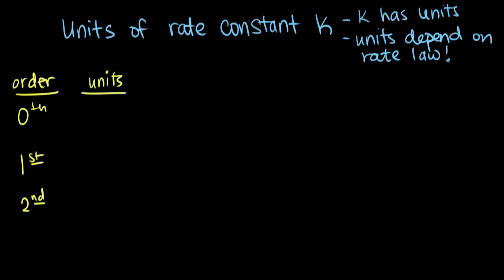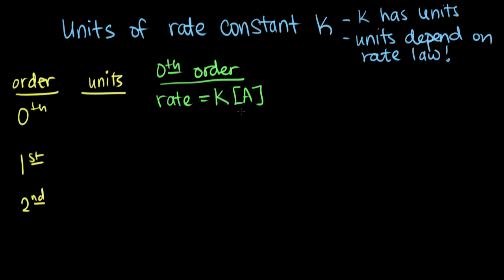So first, let's look at 0th order. 0th order reactions have a rate law that looks like this. So the rate is equal to K times the concentration of your reactant A to the 0th order. And anything to the 0th power is just 1. So our rate is equal to the rate constant K.